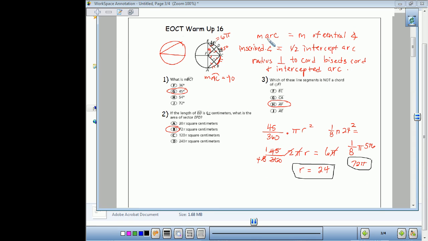All right, the measure of an arc is equal to the measure of the central angle. A measure of an inscribed angle is half the intercepted arc, and we also need to keep in mind that a radius, when it is perpendicular to a chord, not only bisects the chord, but it also bisects the intercepted arc. So the answers are 45, 72 pi, and AF. I'll explain this tomorrow if anybody has any questions.